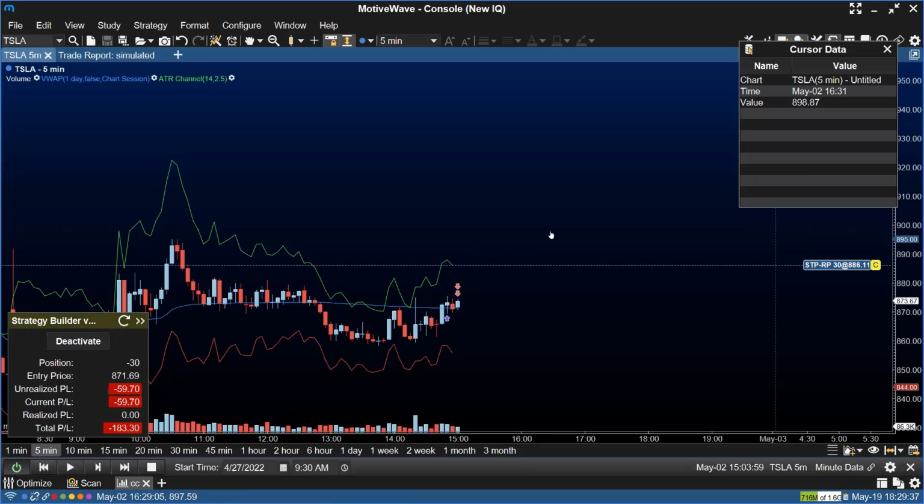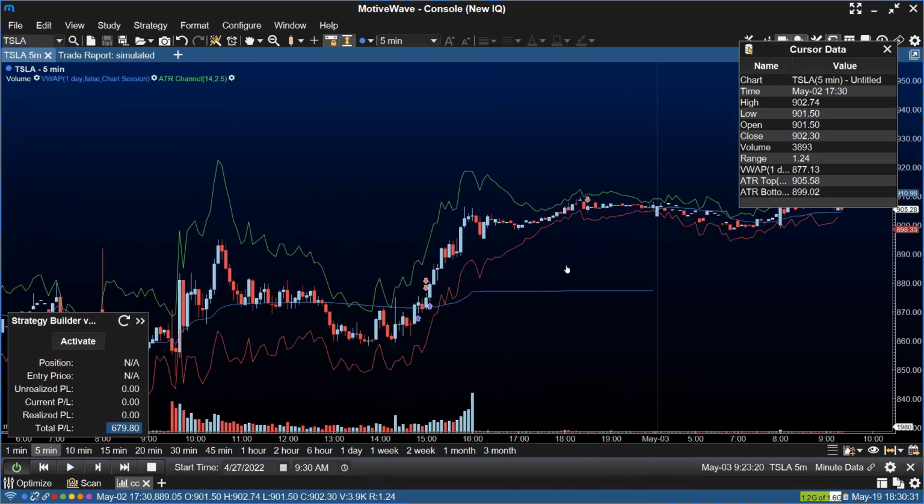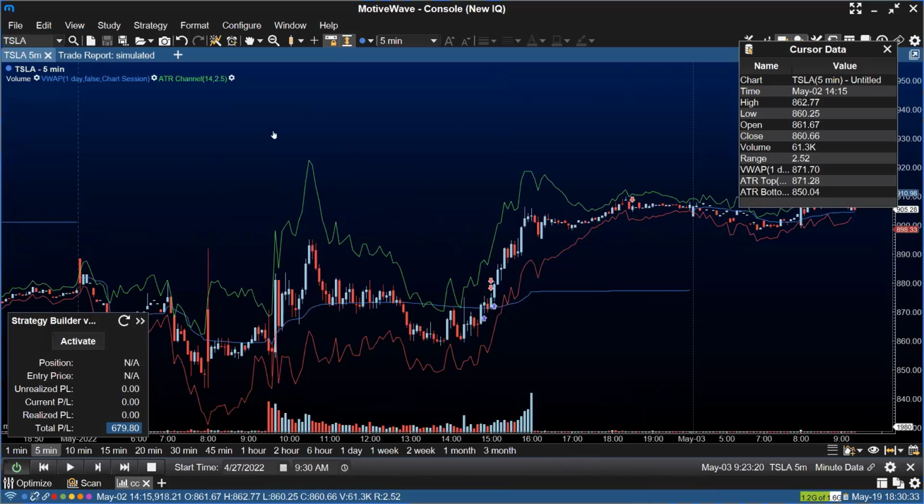But when we select follow plot and trail, then our trailing stop is only going to adjust to the value of this upper band if it tightens the stop. So we let that strategy run. I know it was very quick, but it worked as expected.